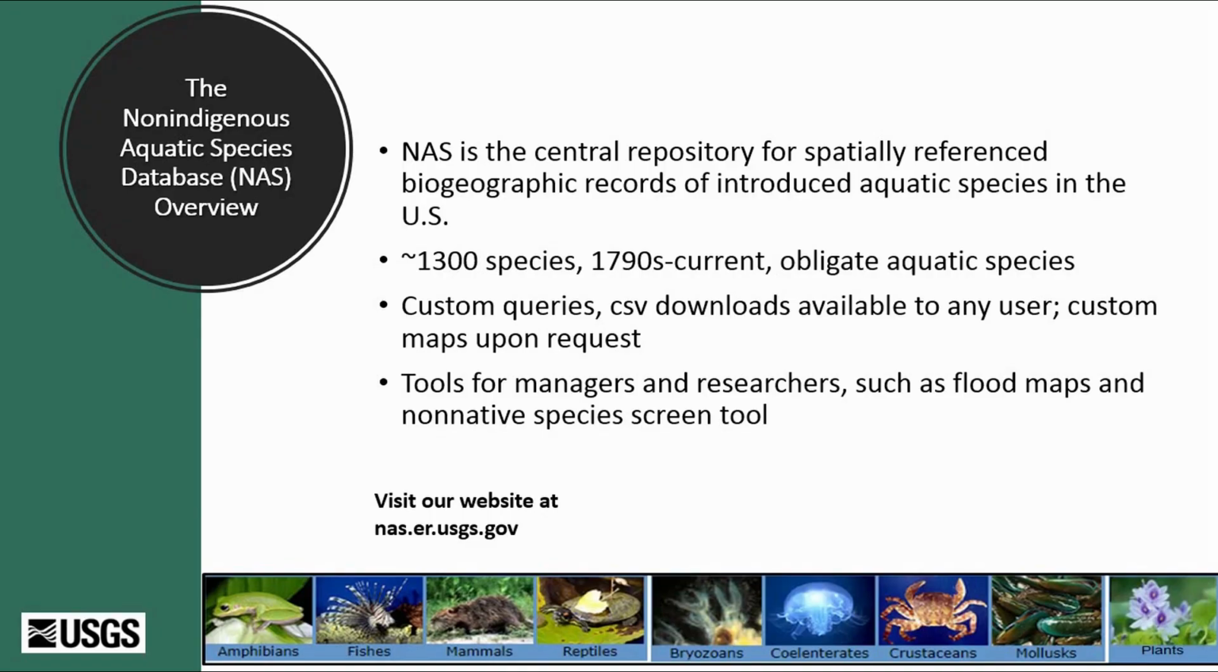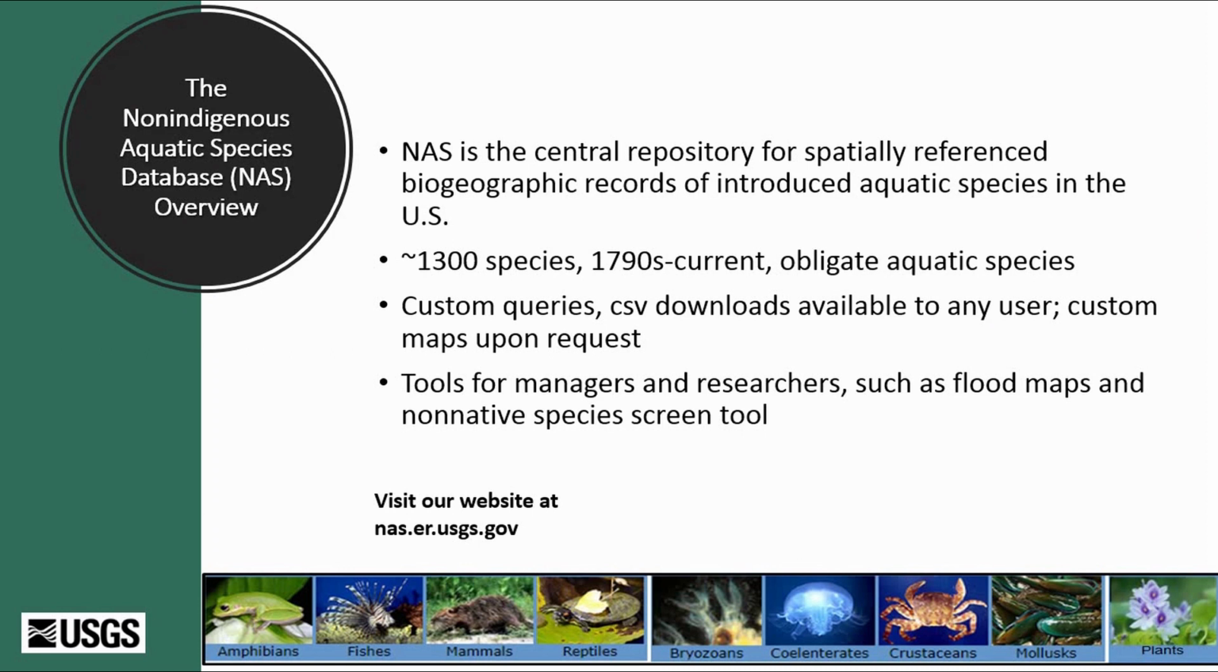To start, I would like to familiarize you with the Non-Indigenous Aquatic Species, or NAS, database if you are not already familiar with our website. The NAS database is the foremost repository for non-indigenous aquatic species in the United States and U.S. territories. We track obligate aquatic species, including fish, mammals, invertebrates, plants, amphibians, and reptiles. We track what we call exotic species, which are species from outside of the U.S., and native transplants, which are U.S. species that have been moved out of their historic ranges. In this talk, I'll refer to them both as non-indigenous species.